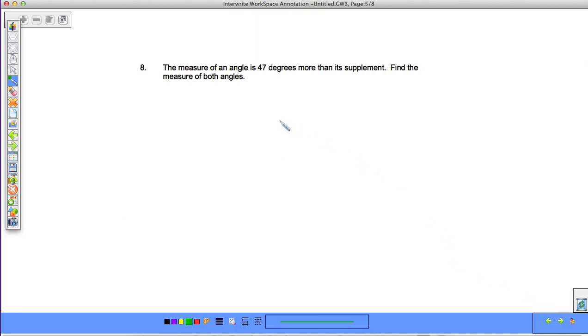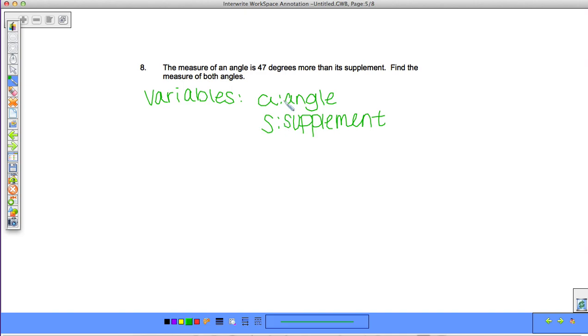Now we have a problem that says the measure of an angle is 47 degrees more than its supplement. Find the measure of both angles. So for my variables, I'm going to use A for an angle, and then I'm going to use S for its supplement. Now you may not remember what supplement means, but supplement means that both of these angles have to add together to equal 180 degrees.